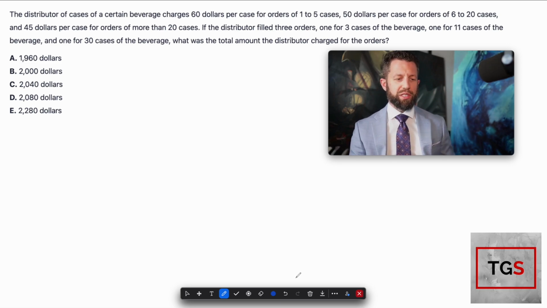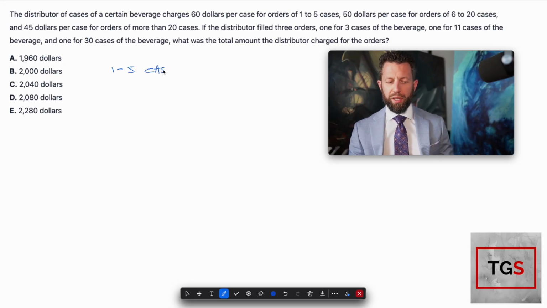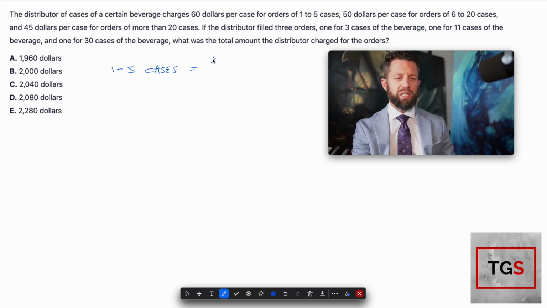First, again, let's write what's given and asked using some half math, half English. So I'd probably write something like 1 to 5 cases equals $60. And then 6 to 20 cases equals $50. And then 20 plus cases equals $45. So just capturing what's given there. And then I'd write something like 3 cases plus 11 cases plus 30 cases equals total charge?